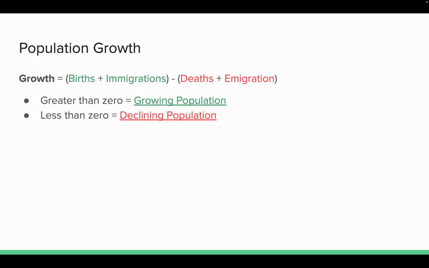Next up, if that equation ends up being less than 0, so a negative value, that means we have negative growth, which essentially means we've got a declining population. And again, the larger that negative value, the faster the population is declining. And there's a third one. If our equation equates exactly to 0, that means that our population is static. There's no growth or decline.